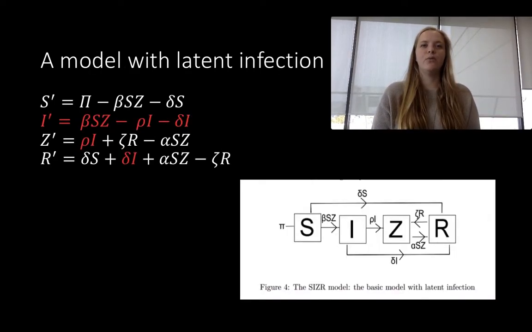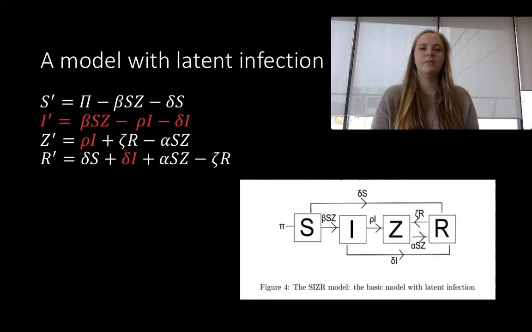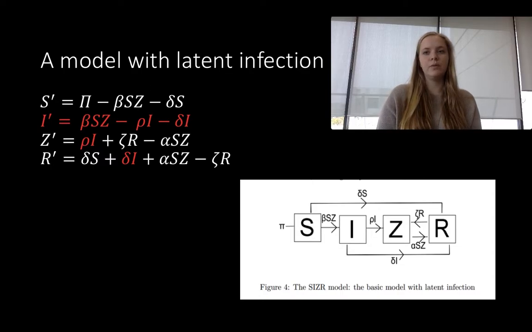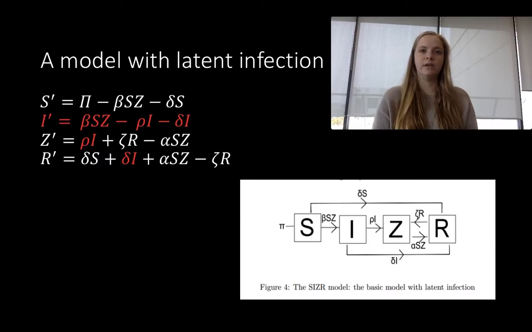To make the model more realistic, Smith adds a class, the infected, and a new parameter, rho, which represents the rate at which an infected turns into a zombie. This model is called the SIZR model. The new infected class is determined by how many susceptible humans are infected by a zombie, subtracted by the amount of infected turned into zombies, and how many infected die of non-zombie means. The zombie and removed classes are adjusted to fit the new model. This model is closer to reality, but all humans still eventually die.